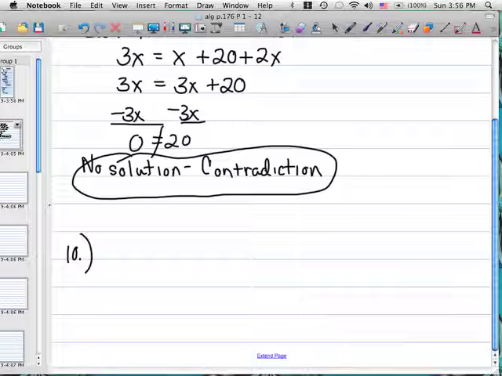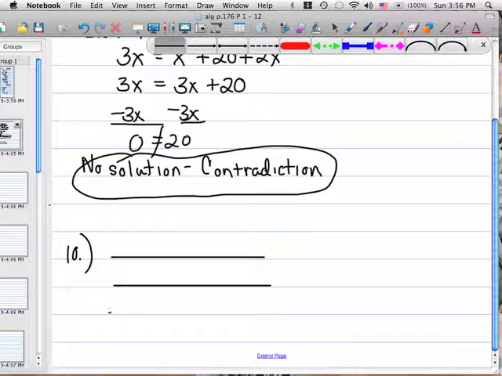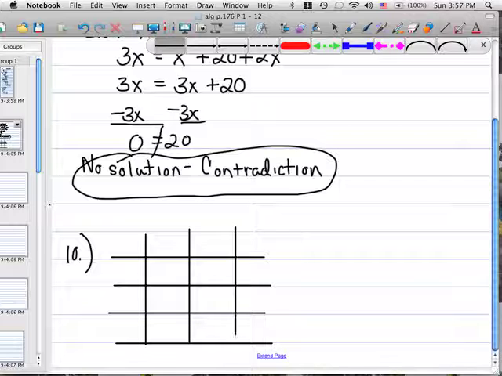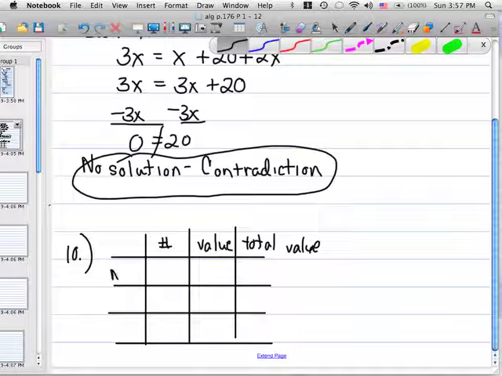Problem number 10 says Janet has $8.55 in nickels, dimes, and quarters. She has 7 more dimes than nickels and quarters combined. How many of each coin does she have? Well, let's set up a chart and see if we can fill it out for the coins. And we have 3 types. So we have the number of each, the value of each, and the total value. And we have nickels, dimes, and quarters.